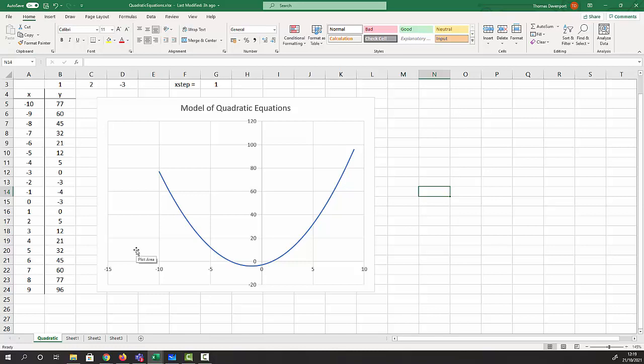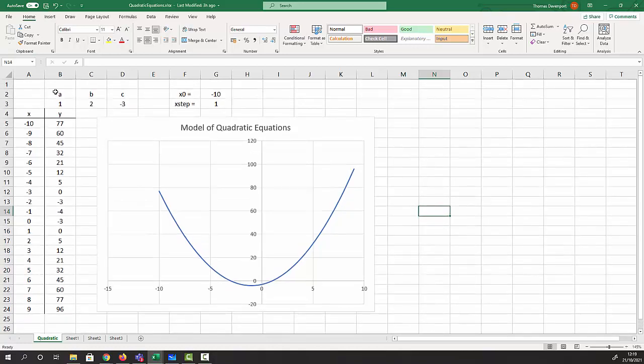If you remember last week, we built this model of a quadratic equation, where we've got ax squared plus bx plus c. I had a starting value in this case of -10, but that's a variable, and the x step is 1 in this case, but again that's a variable, and all of that feeds into the model that I've got here, which builds the equation dynamically.